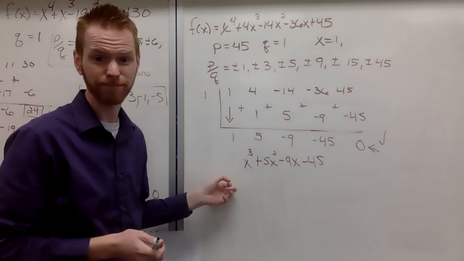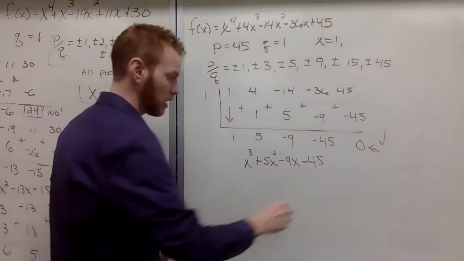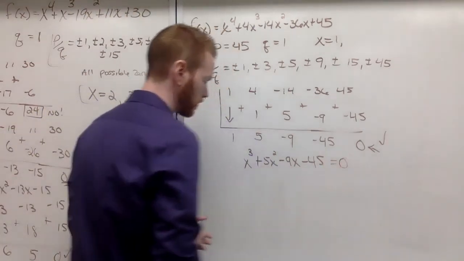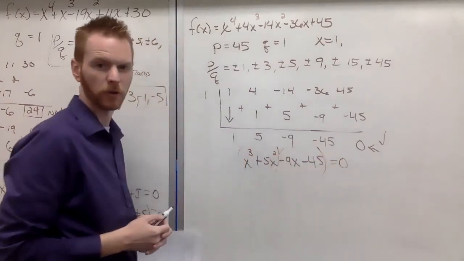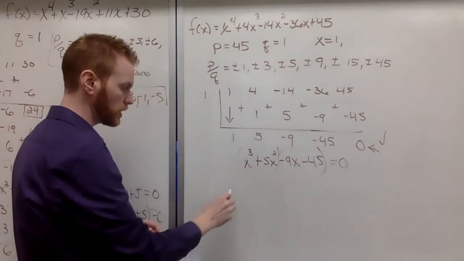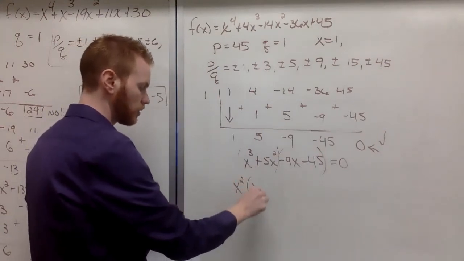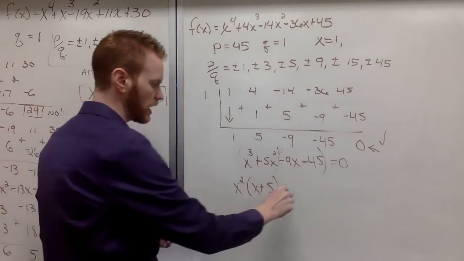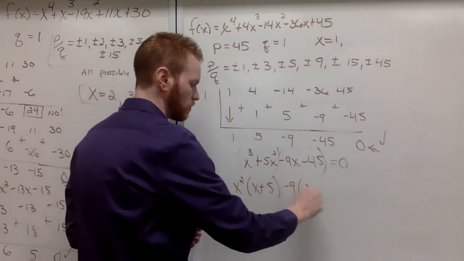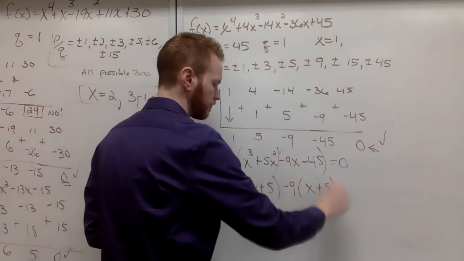I'm going to solve this. I think we can solve this. I'm going to set this equal to 0, and I'm going to group these guys. I'm going to solve by grouping. The first GCF would be an x squared, so I'm left with x plus 5. The second GCF would be minus 9, so it'd be x plus 5.